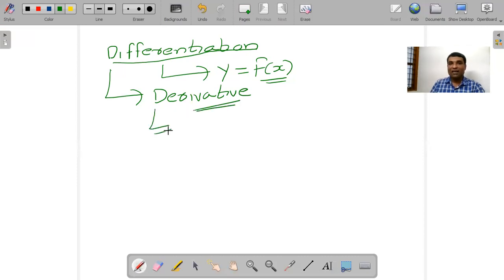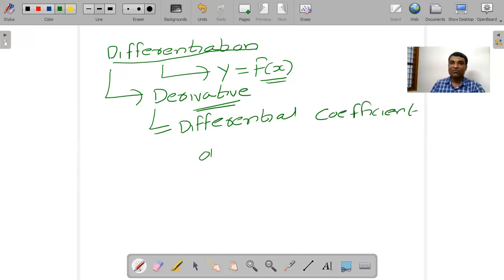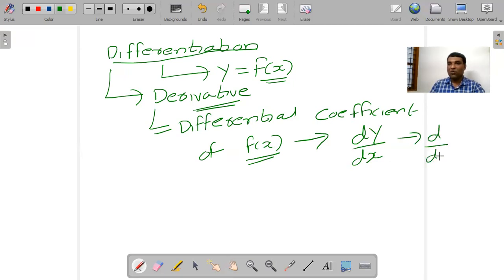It is also called the differential coefficient. That means differential coefficient of what? Of the function f of x. And it is denoted by dy by dx, or we can say d by dx of the function f of x. I am replacing y by f of x.